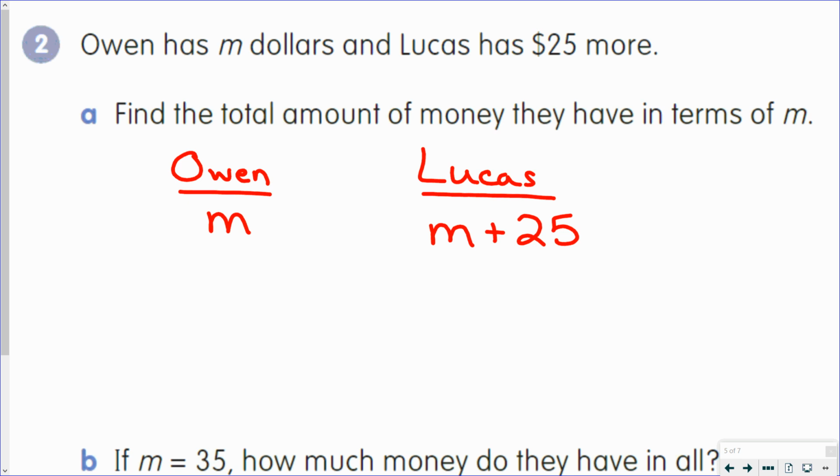So if we want to find the total amount of money that they have, we're going to take Owen's amount, we're going to take Lucas's amount and add those together to get an answer of 2M plus 25.